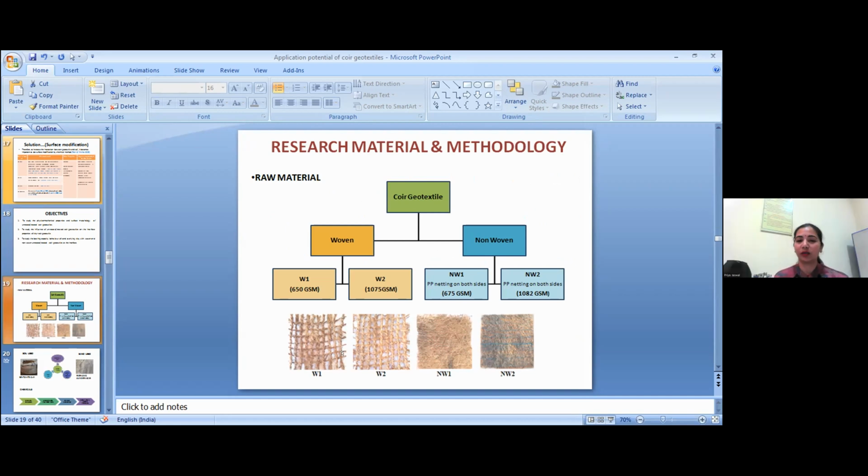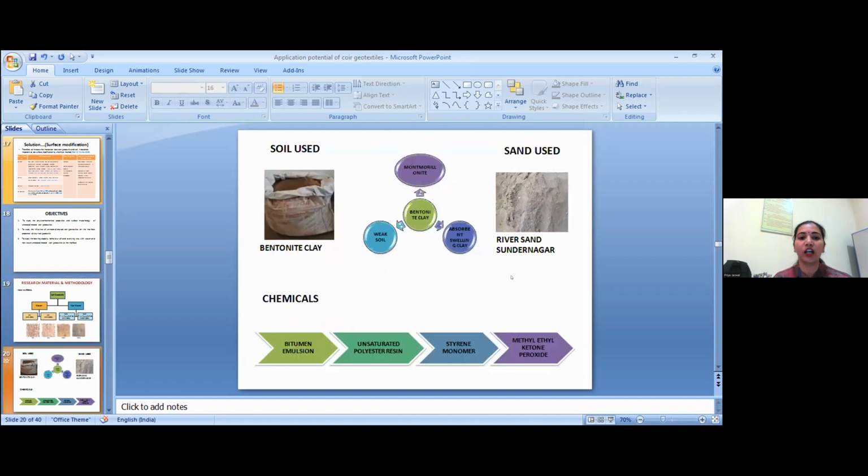Okay. So the material that I used was the woven coir geotextile and non-woven coir geotextile of two different GSM. They were coded as W1, W2, and NW1 and NW2. The soil which I used was bentonite clay. The reason for using this type of clay was that it is a very weak soil due to the montmorillonite chemical compound present in it. It is a soft soil. And the sand which I used was the local sand available in Sundarnagar.